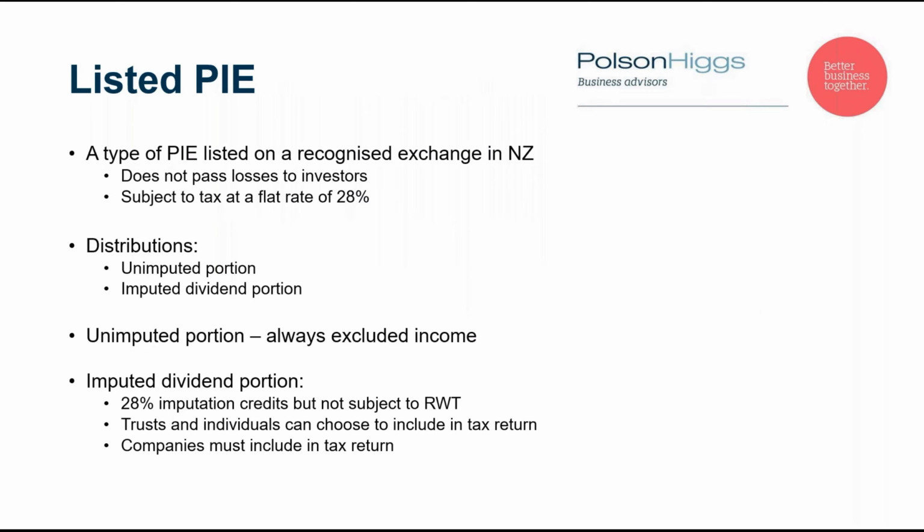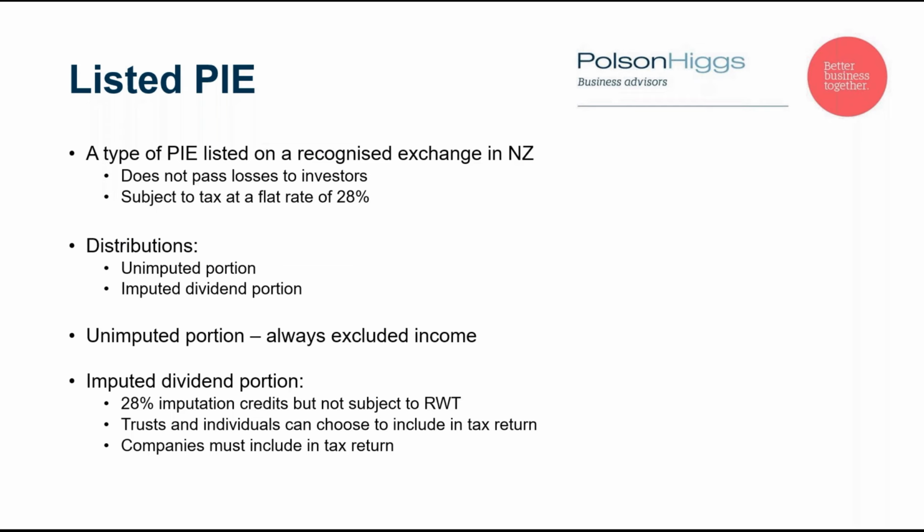So that's all on the multi-rate PI. The next most common one we're likely to see is the listed PI. Some features of these: they must be listed on a stock exchange in New Zealand. They don't pass losses to investors like a multi-rate PI does, and they are subject to a flat tax rate of 28%.